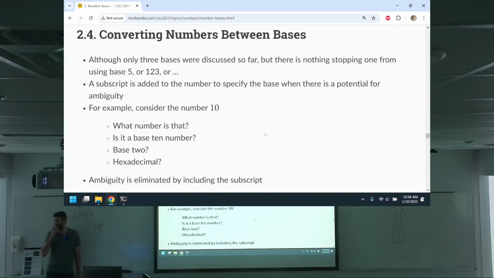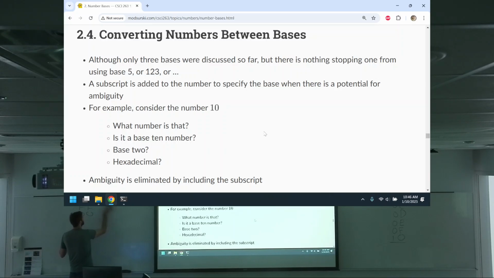Converting between number bases. We've only talked about 3 bases. There's nothing stopping us from having base 5 or base 123 or whatever we want. It really doesn't matter. Usually you'd add a little subscript to the number to specify the base if there is any potential ambiguity.